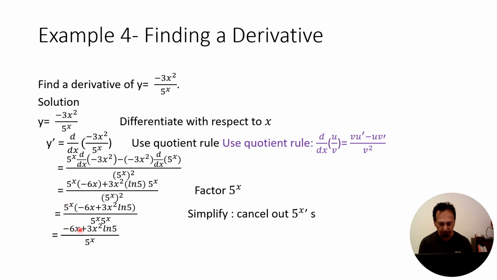We have 5 to the x that we can factor out, and you're left with minus 6x plus 3x squared natural log of 5. Now on the bottom, 5 to the x squared, we can write 5 to the x times 5 to the x. Now we can cancel one 5 to the x. So the final answer is negative 6x plus 3x squared natural log of 5 over 5 to the x.